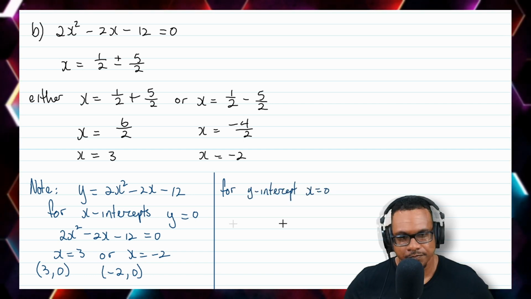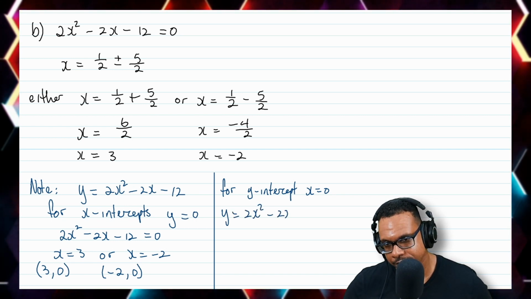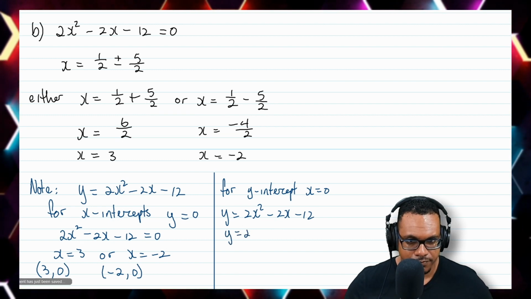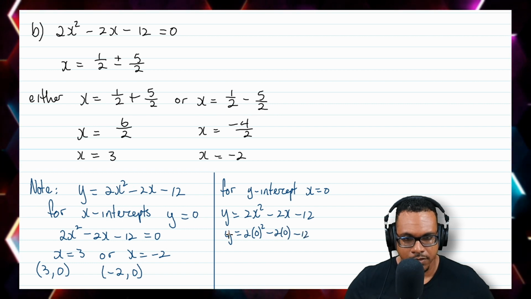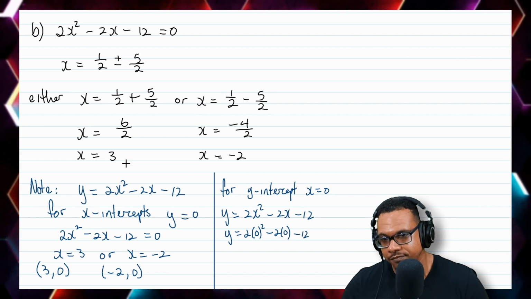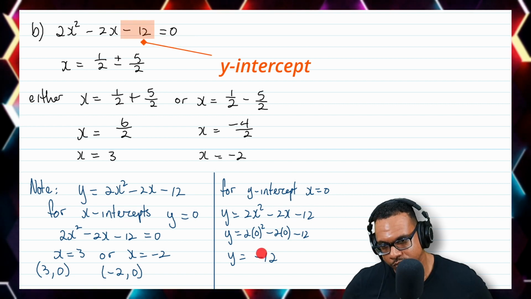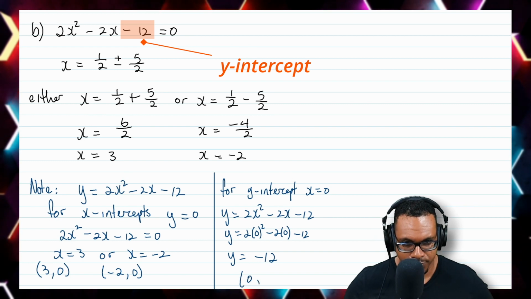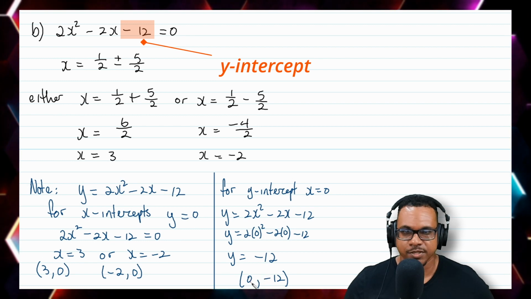x is equal to 0. So if I write y is equal to 2x squared, my quadratic again, and I put the x is equal to 0, well, you can see that this will give 0, this will give 0, and the only thing that will remain is negative 12. So we're going to get y is negative 12. So we got this negative 12 when x is equal to 0. So as a coordinate, you're putting the x first, which is 0, and then the y is negative 12. And this is your y-intercept.